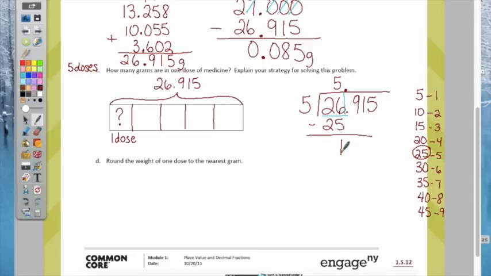Is 1 less than my divisor of 5? Yes. So bring down the 9. Okay, so that's 19. I can't pick 20 because it's too big. 15. And how many will be in each group? 3. Subtract 15.